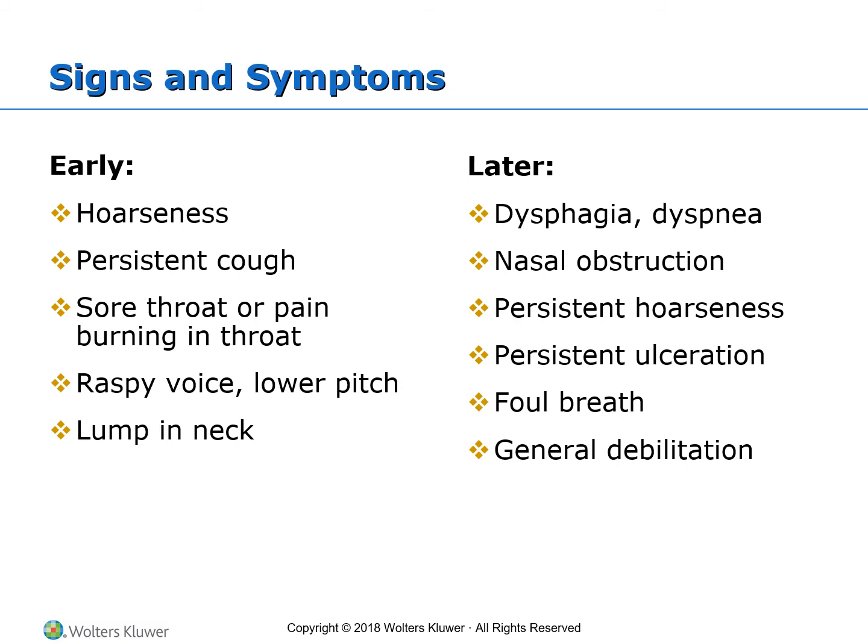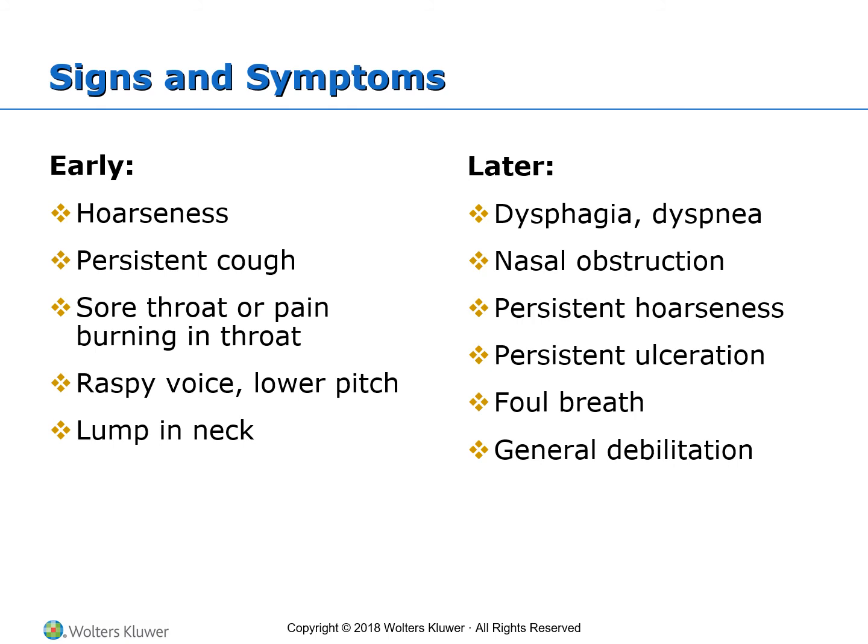So they might just start to notice that there are voice changes. And then they start coughing because the air isn't passing through like it should, and it's starting to irritate the vocal cords. And then they can actually start having pain. Their voice will continue to change, and then you might actually see or feel a lump in the neck depending on how much they weigh.